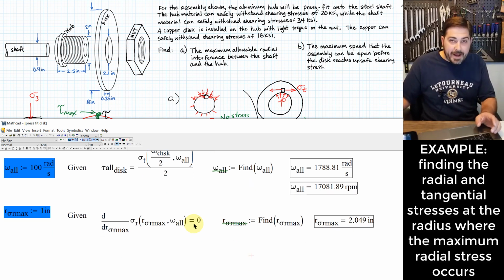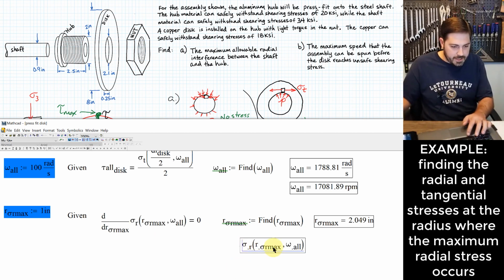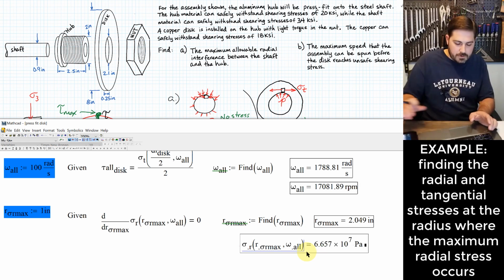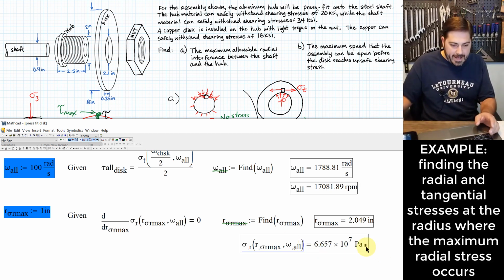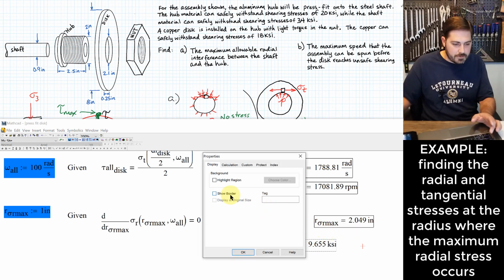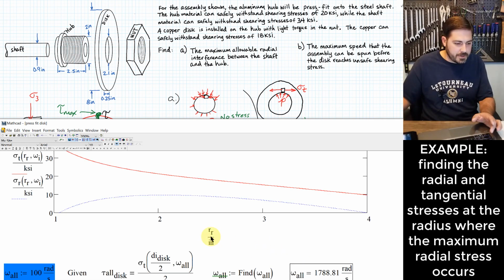What might we want to know at that radius location? Well, we might want to know what this value is. So I might want to take this and say, tell me what that function is at that radius location, and I might want to know what it is in KSI. 9.655. Let's see if that makes sense over here. Looks like it could be. It's not too far off.